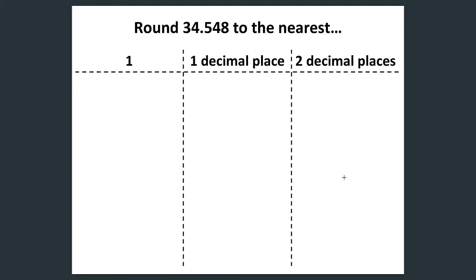Round 34.548 to the nearest 1, so to the nearest whole. So if we underline the 4, how is that 5 going to affect it? Well, it's a 5, so it's going to round up. It's going to increase this digit by 1, so it's going to be 35.